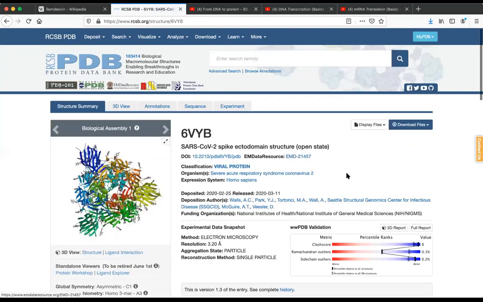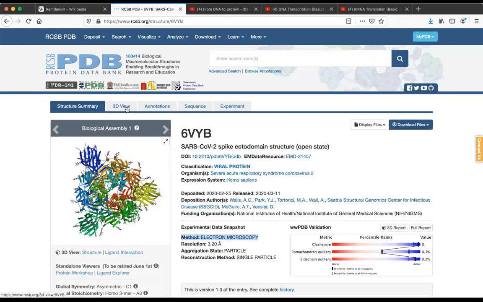And I'll walk you through what I'm looking for. Some of the questions ask, what is the PDB code? 6VYB for this protein is the code. That's what I'm looking for. What's the name of the protein? There we go. SARS-CoV-2 spike ectodomain structure, open state, is the name of the protein. What was the method? Electron microscopy. Usually what you'll see is crystal structure, X-ray crystal. That's all I'm looking for, right? I want you to think about these things.